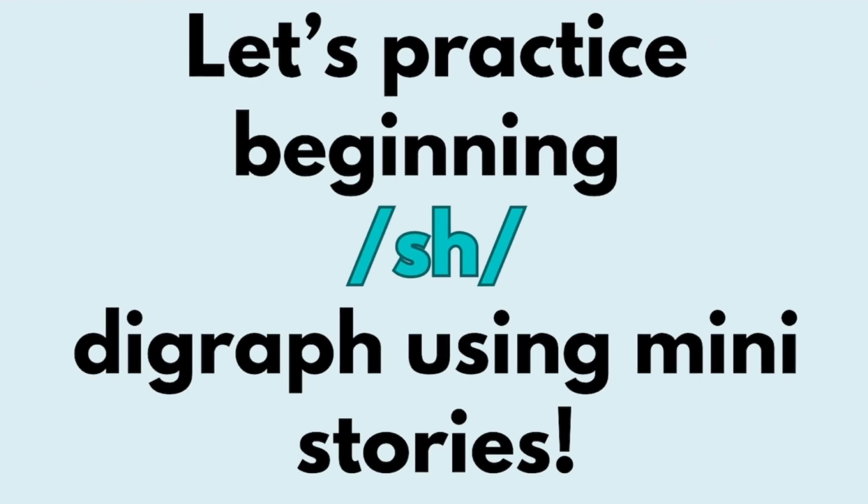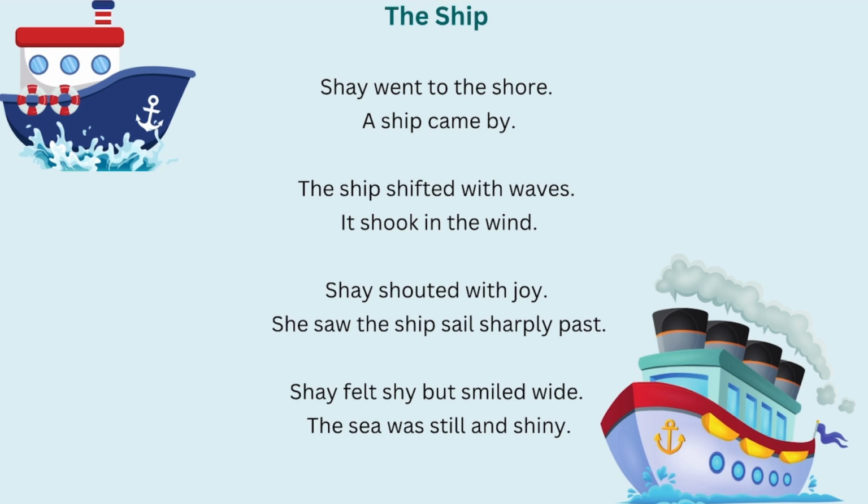Now let's practice beginning sh digraph using mini stories. The ship. Shay went to the shore. A ship came by. The ship shifted with waves. It shook in the wind. Shay shouted with joy. She saw the ship sail sharply past. Shay felt shy, but smiled wide. The sea was still and shiny.